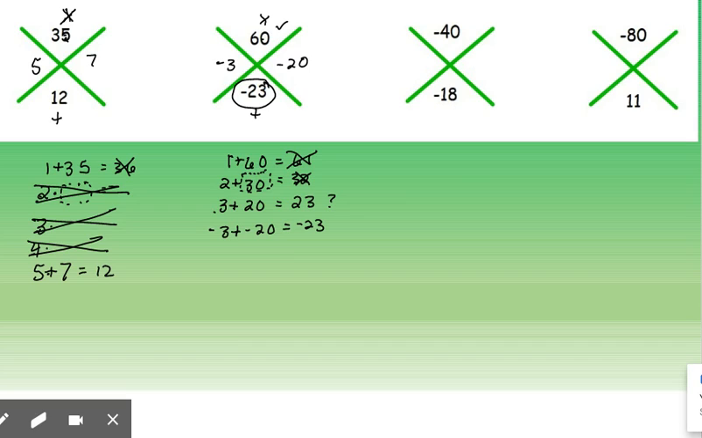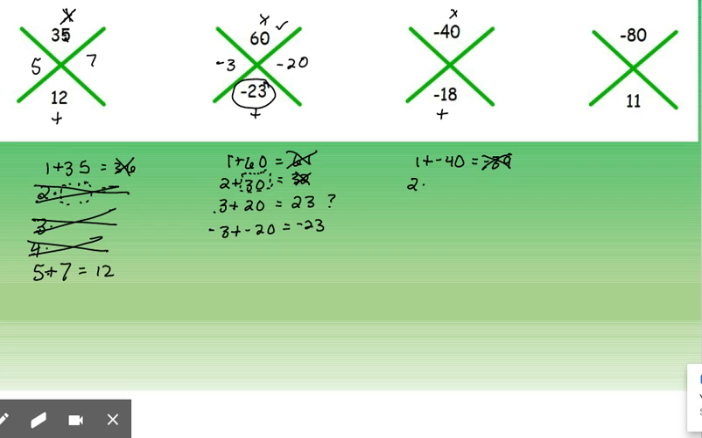Okay, let's look at the next one. Multiplies to be a negative, adds to be a negative. So multiplies to be negative 40, adds to be negative 18. Again, start off with 1 times negative 40. Well, 1 times negative 40 is negative 40, so that works. If I check the addition, 1 plus negative 40 is negative 39. That's not what I wanted. Okay, use 2.